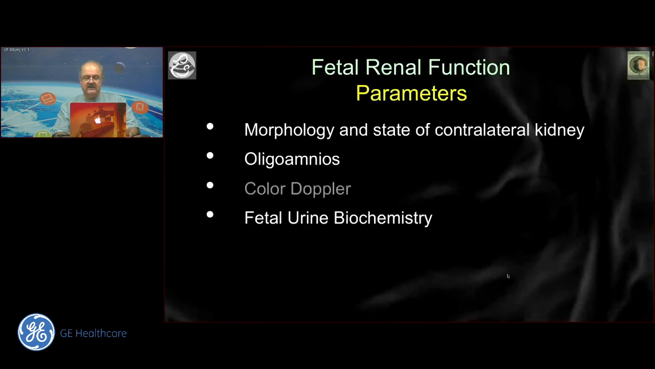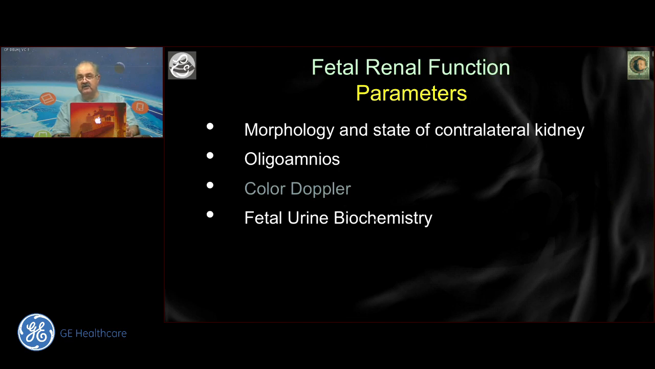The second last part we're going to talk about is the fact that we now have a different way of looking at renal function. We thought we were very smart, and we used to say echogenic kidneys, bad kidneys. Good looking kidneys, fine kidneys. That was completely wrong. Oligohydramnios, mistaken. Flow, not an indicator. Fetal urine biochemistry obtained by puncturing the bladder.